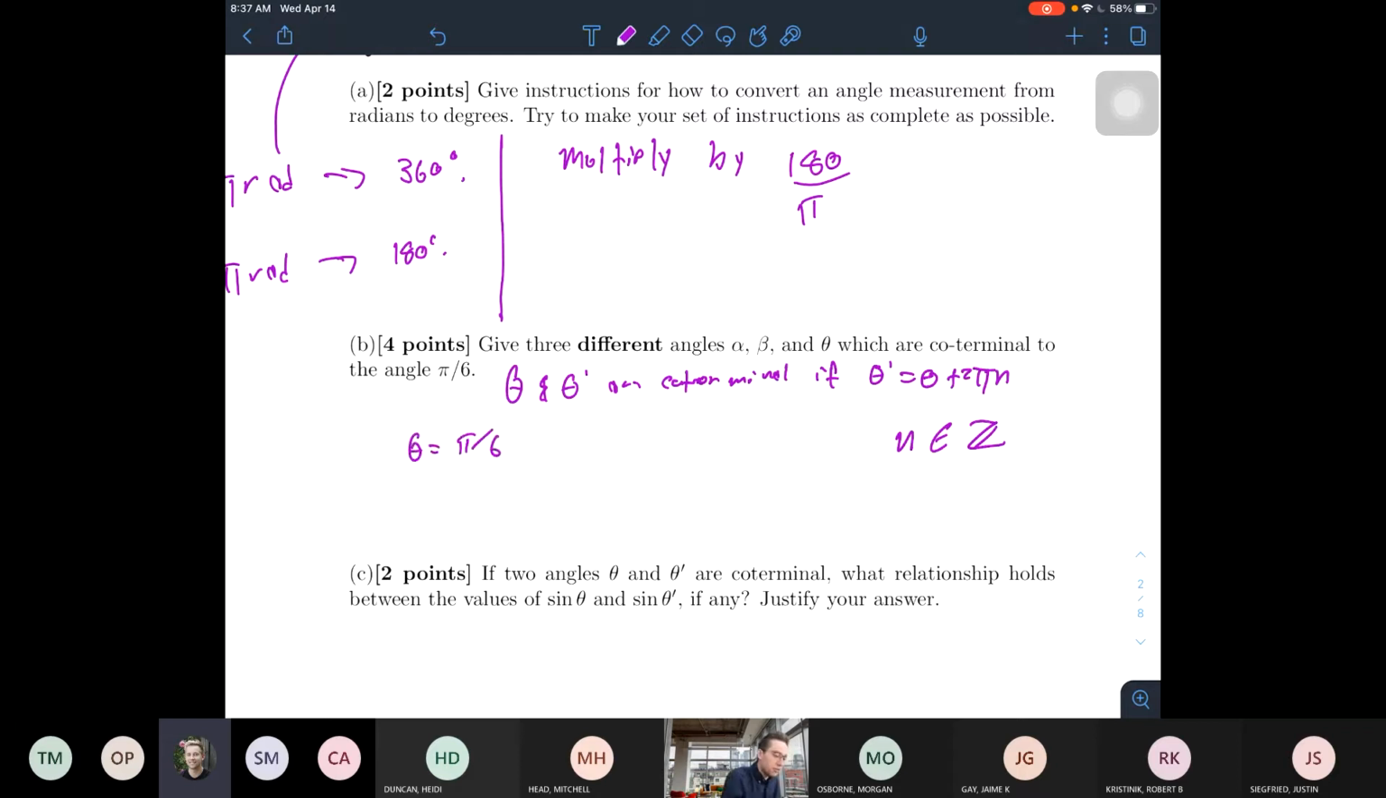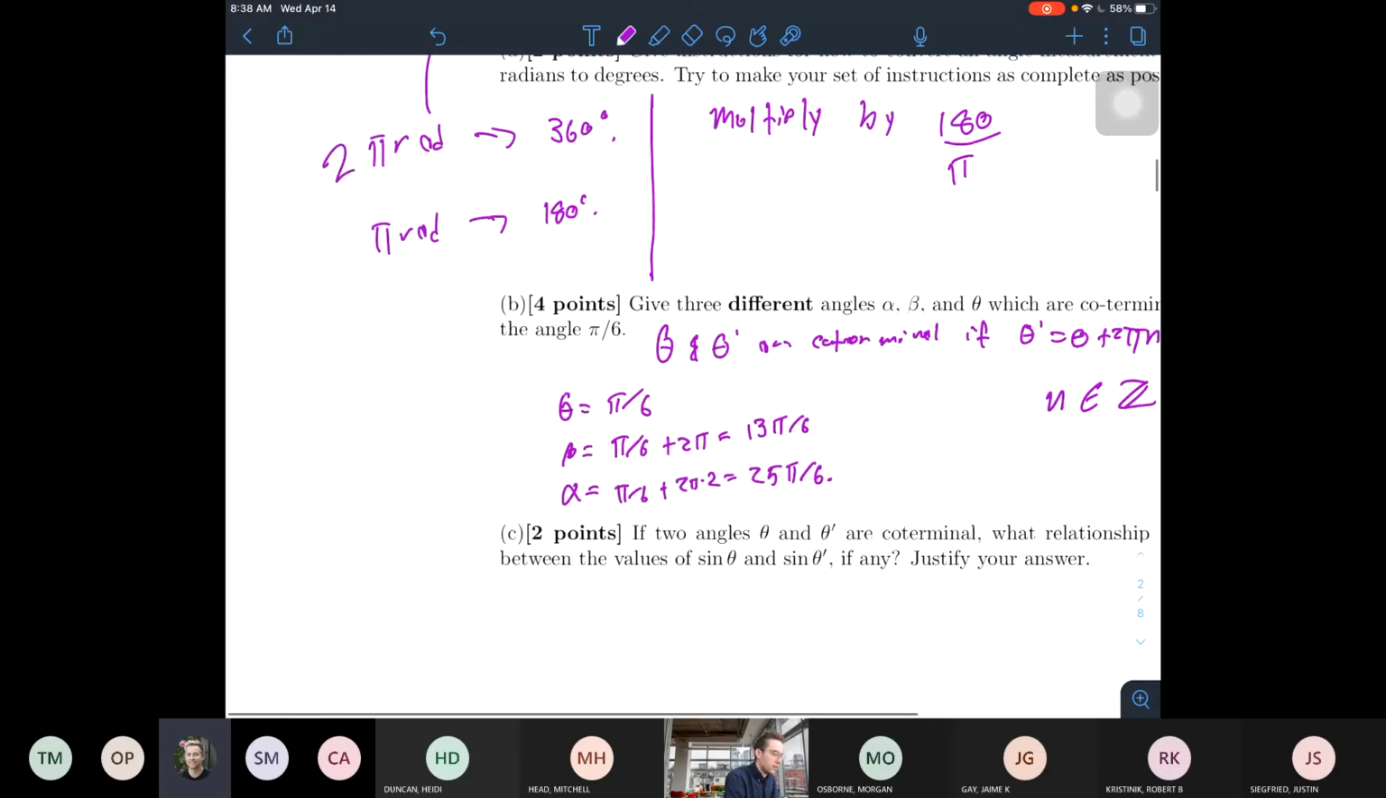And then I'm just going to add 2 pi n. So beta could be something like pi over 6 plus 2 pi, which would be 13 pi over 6. And then alpha, we want to find one which is coterminal to these, but different from the 2 that I already have. So I'll add 4 pi this time instead. So I'll take my n, the integer n, to be not 1, but 2. And I'll get pi over 6 plus 2 pi times 2. And that'll get me 25 pi over 6.